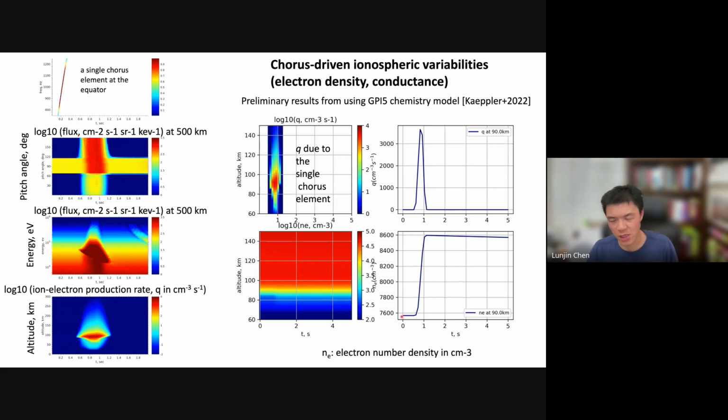And if you look at the electron density response, you start to see a cumulative increase by at least more than 10% due to this single chorus element. And then once you turn off the Q, because the chorus wave is so short-lived, this electron density starts to decay slowly back to the equilibrium density.